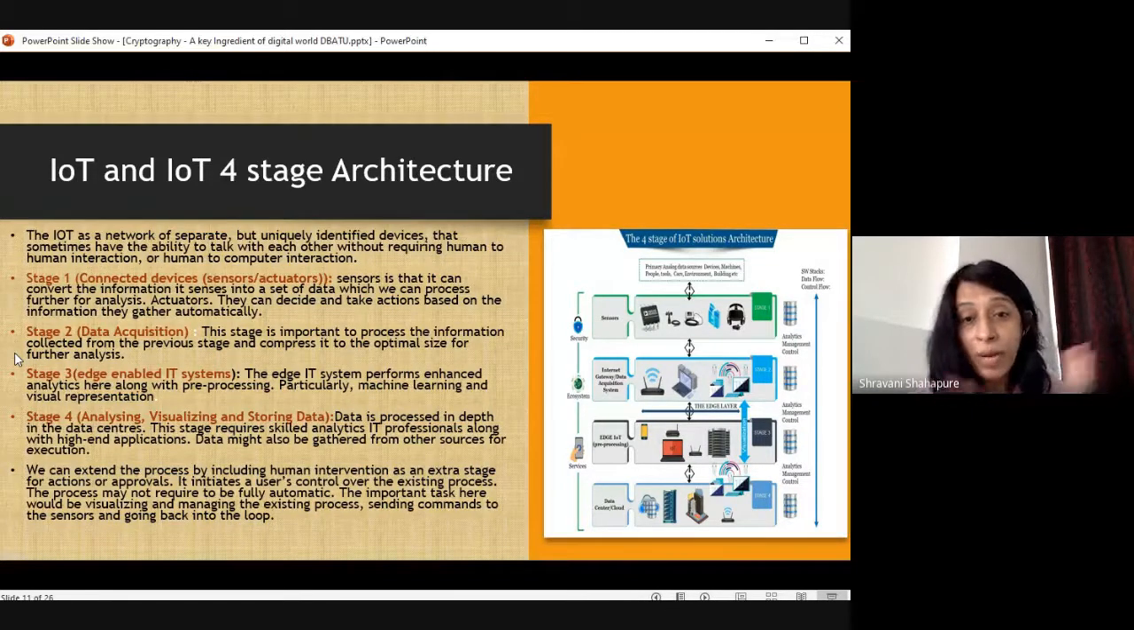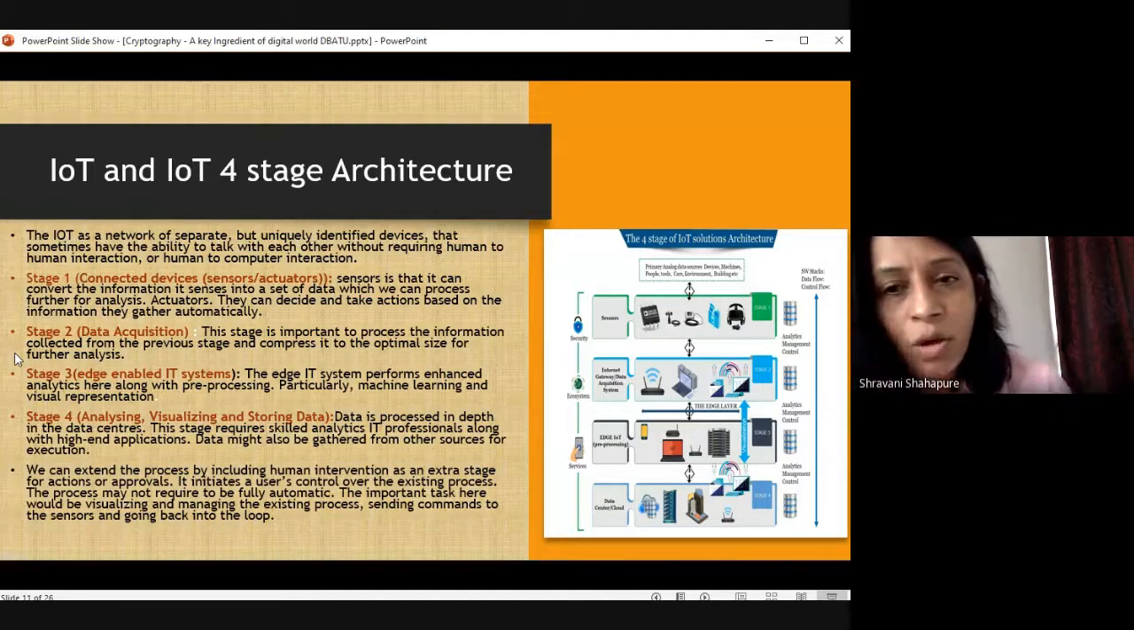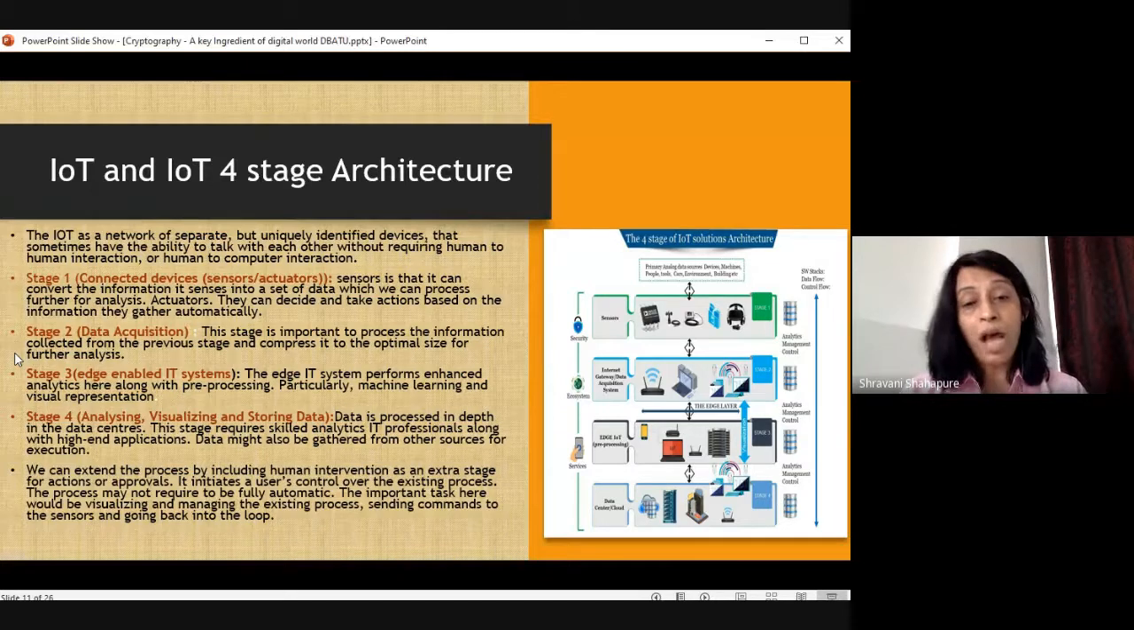Okay, so I'm now entering the advanced field, and I'll not take much of your time because it's IoT. I just wanted to give a touch of why I wanted to enter into this. My intention is not to discuss how IoT works, but whether we can use cryptography in IoT or not. So first we will see the IoT architecture. What exactly IoT is, we all know: it's a network of separate but uniquely identified devices that have the ability to talk to each other, sometimes with the help of humans and sometimes without human interaction.